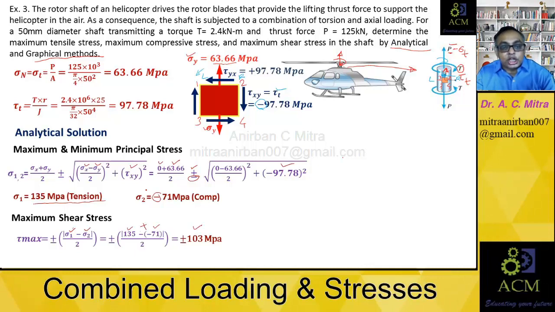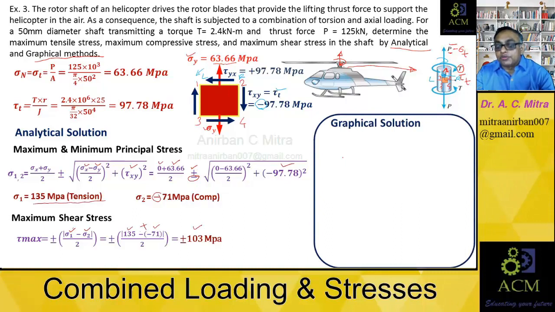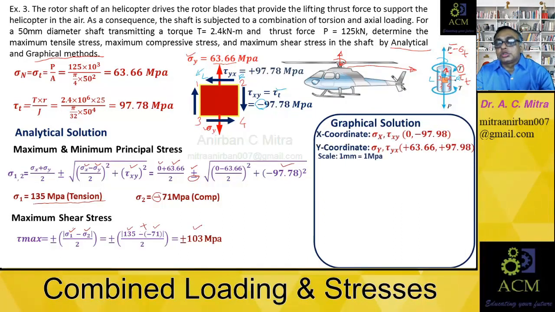Using the analytical formula, we are finding out the maximum tensile, maximum compressive, or we can say the maximum principal stress, minimum principal stress, and maximum shear stress. Now, the same problem we also need to find out using the Mohr circle. So just check it here. Graphical solutions. First, we need to find out the x coordinate and y coordinate of the points x and y.